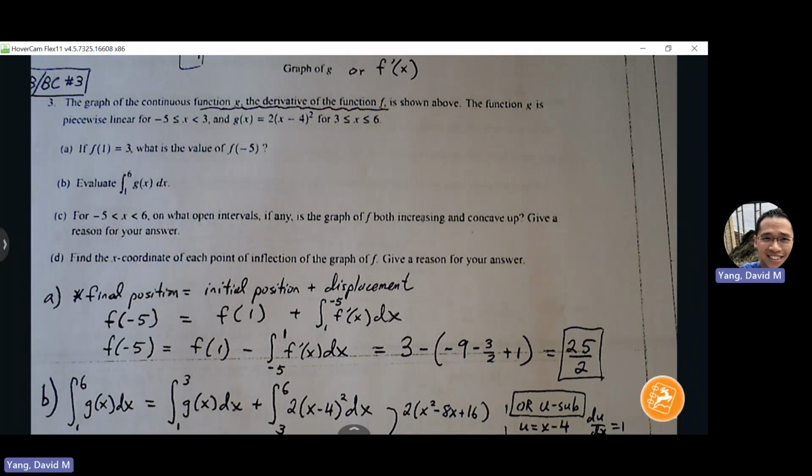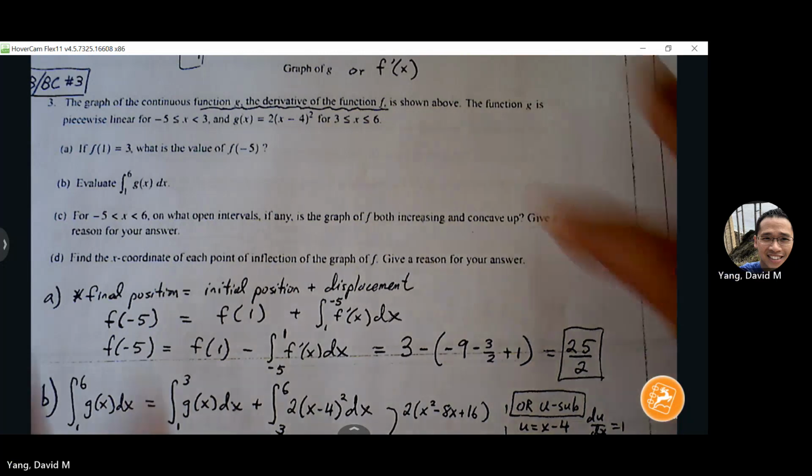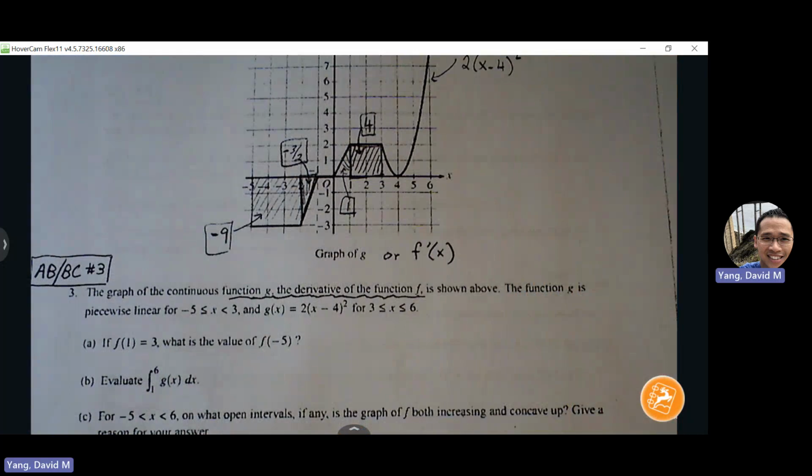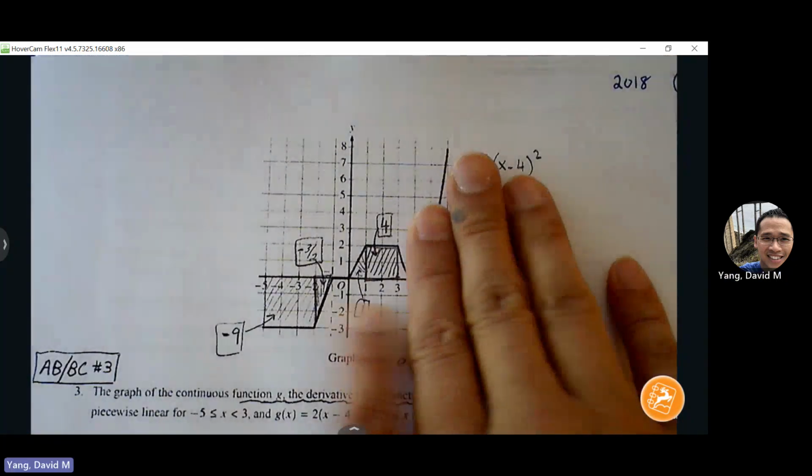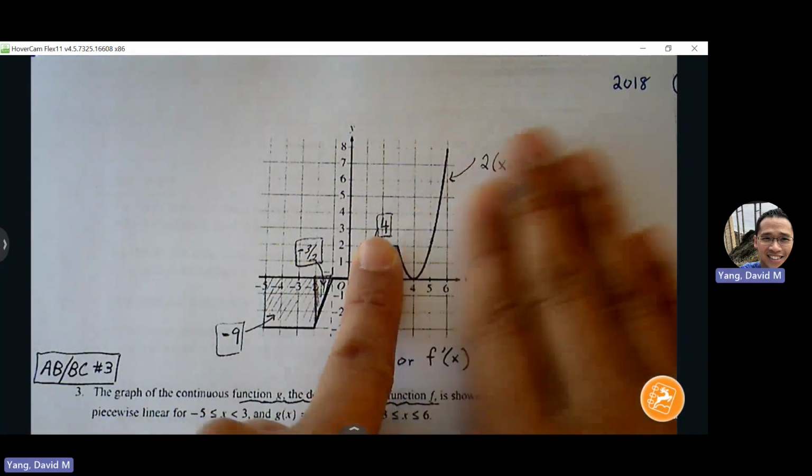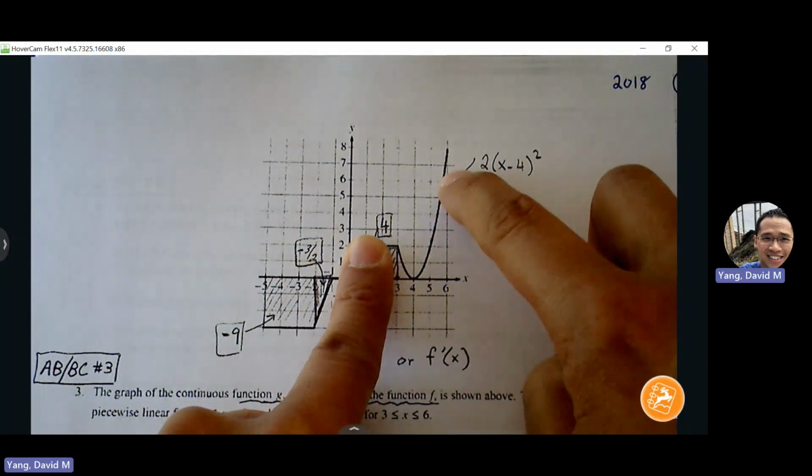Part B: evaluate the integral from 1 to 6 of g of x dx. So we're essentially finding the area under the graph between 1 and 6. But there's a change, right? Up to 3, we have nice geometric shapes. But then from 3 to 6, we have the curve.